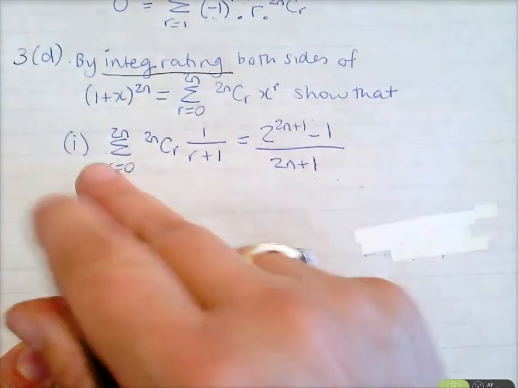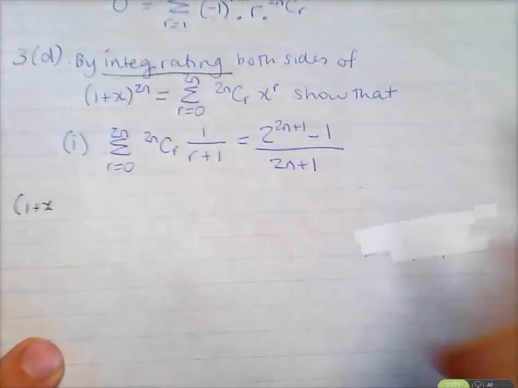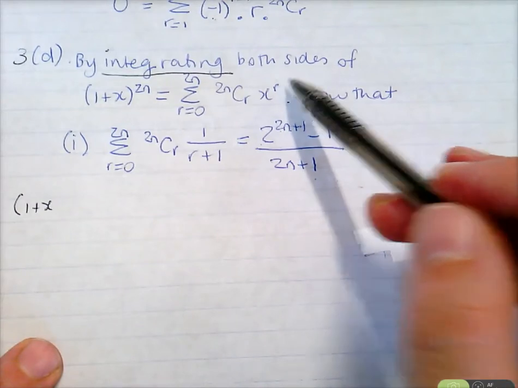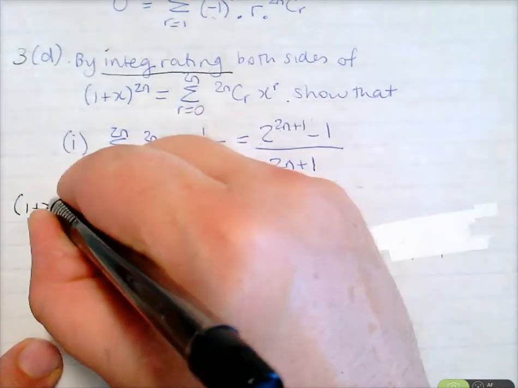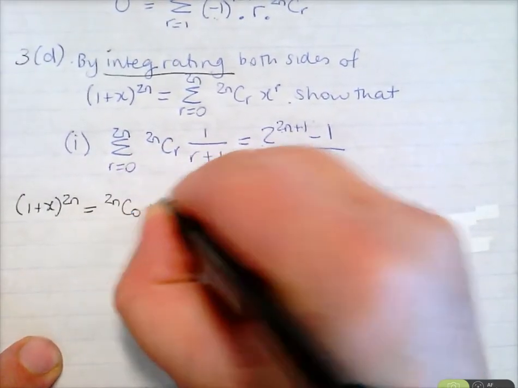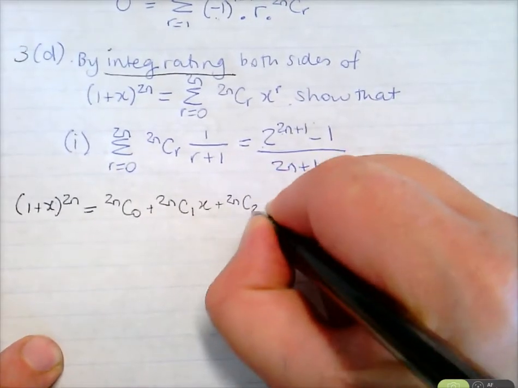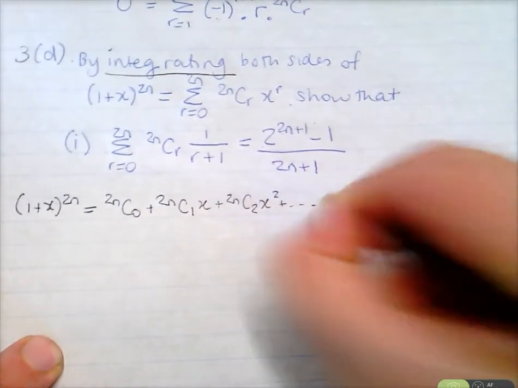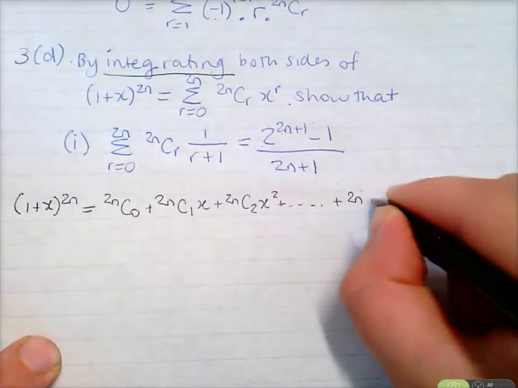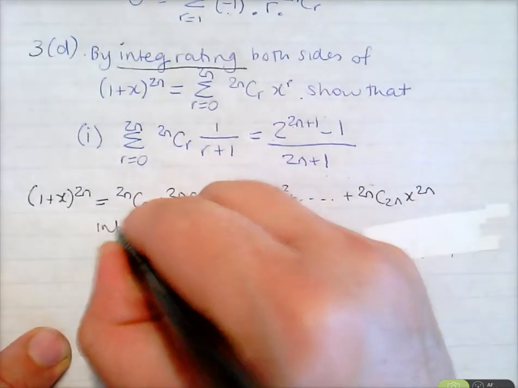Okay, let's start. Let's expand the original identity. 1 plus x. Actually, I'm wondering if I should just integrate it as if, no, you can't. 1 plus x to the 2n, I'm just expanding it, is 2nc0 plus 2nc1 x plus 2nc2 x squared. I don't think I needed 2nc3 because I'm going to go plus 2nc2n x to the 2n. Now I'm going to integrate both sides.